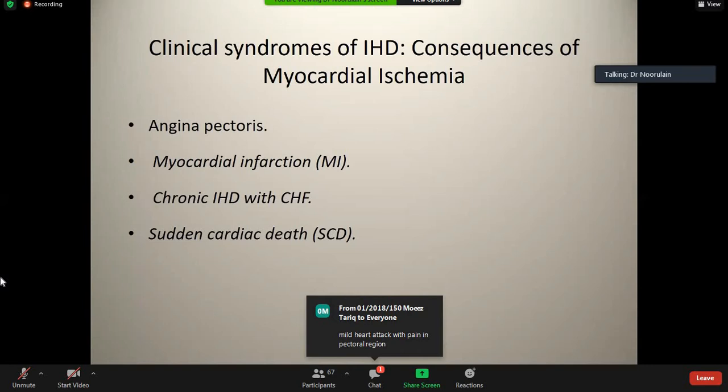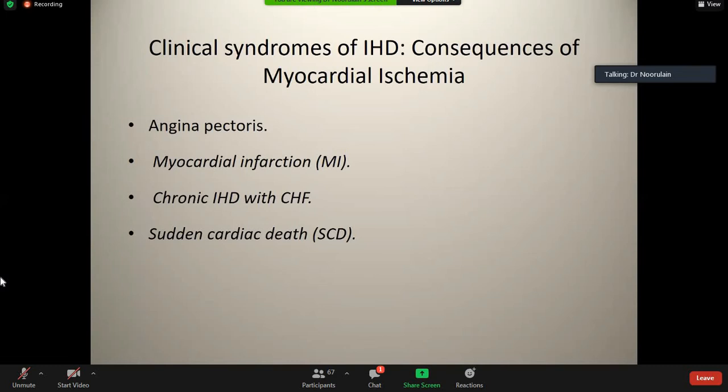Mild heart attack with a pain in the pectoral region. Okay, let's start. Angina leads to MI. Angina may lead to the MI. But what is the angina? Are angina and myocardial infarction the same or different?